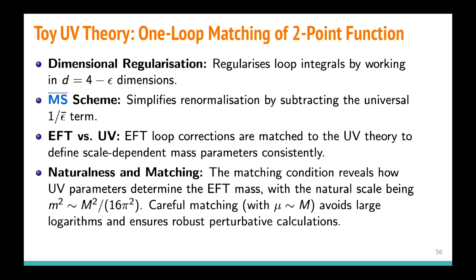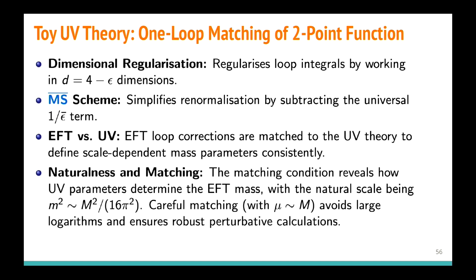So dimensional regularization regularizes the loop integrals by working in dimension 4 minus epsilon. I just kept this slide for everyone's benefit. The MS bar scheme basically simplifies the renormalization by subtracting all the universal 1 over epsilon bar terms. When we do an EFT versus UV matching, the EFT loop corrections are matched to the UV theory to define scale dependent mass parameters consistently, coming to Bishwajit's points.